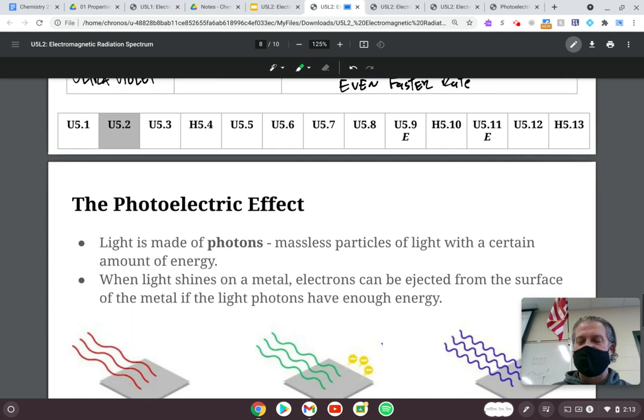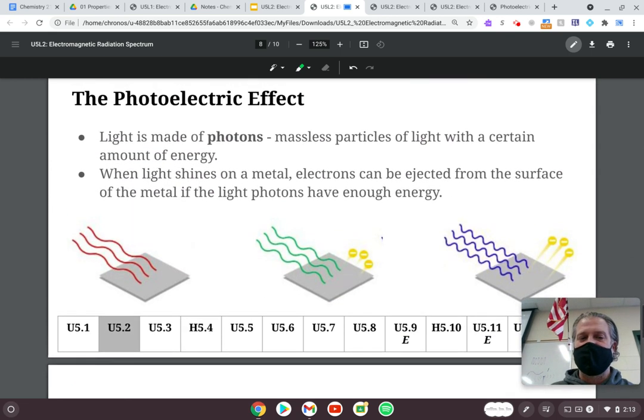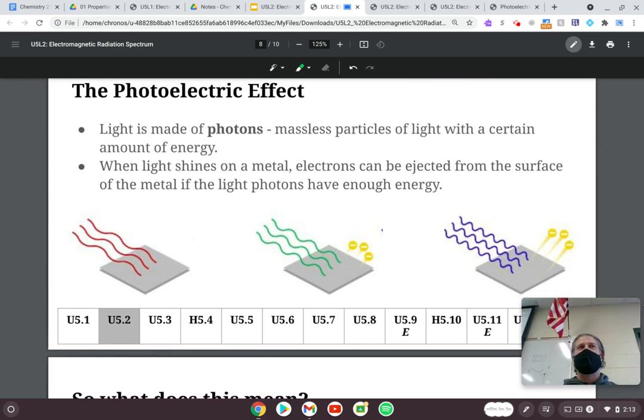So what we're really trying to get at here is something that's referred to as the photoelectric effect. The photoelectric effect is an observable property that happens when you shine light of a very specific wavelength and frequency on metal. When you do that, electrons actually get ejected from the metal, and we can observe that.